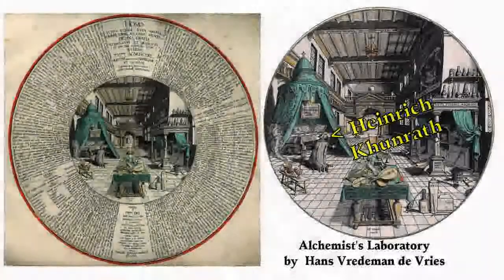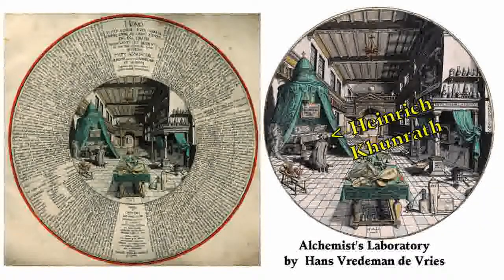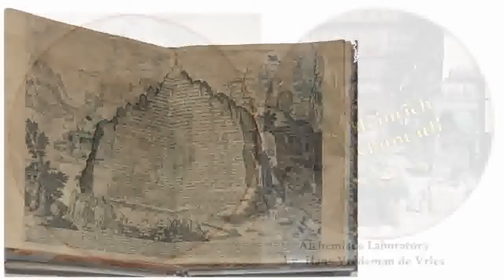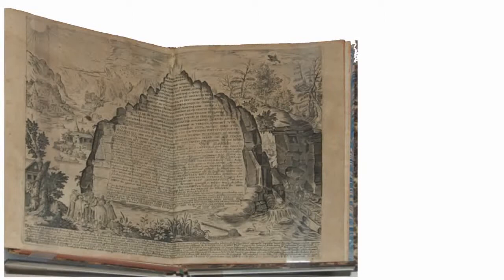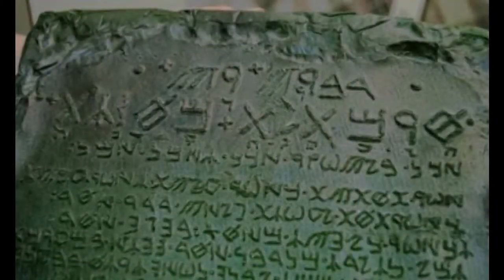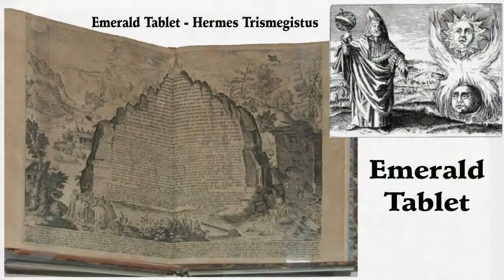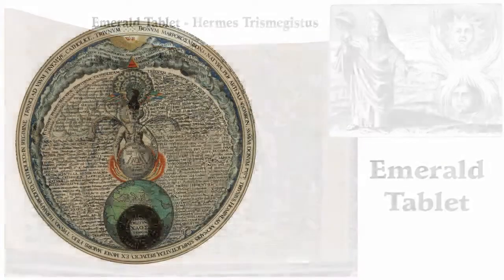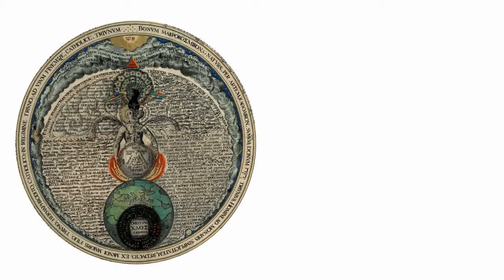They're actually transmitting something. Now, this is basically called the Alchemist's Laboratory by Hans Vredeman de Vries, and the figure inside the lab is Heinrich Khunrath. It's one of the artworks in one of his books, though whether he drew it himself is unclear, but it's in one of his manuscripts, the Emerald Tablet. You may have heard of the Emerald Tablet before. Again, it comes from Hermes Trismegistus, or Hermes, or Mercury as he was known to the Romans, or Thoth, basically the god of sciences, weights and measures, commerce, and travellers.